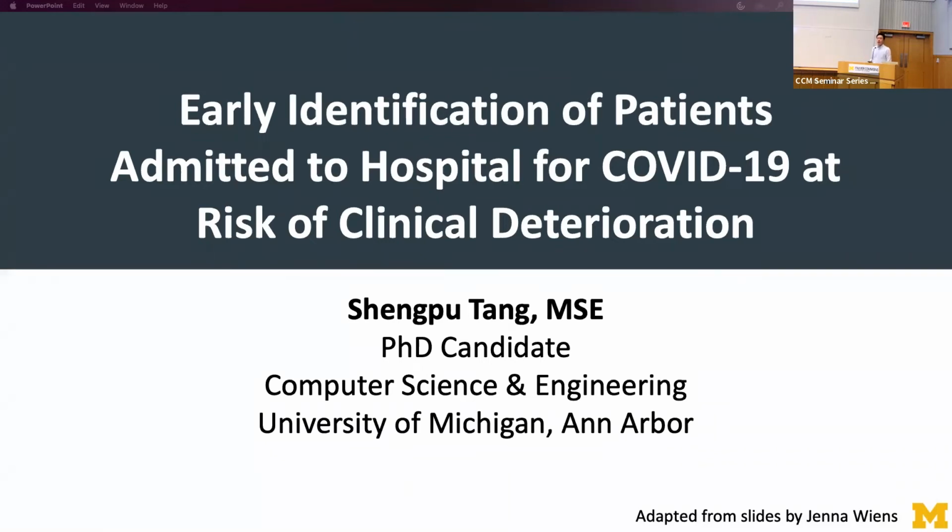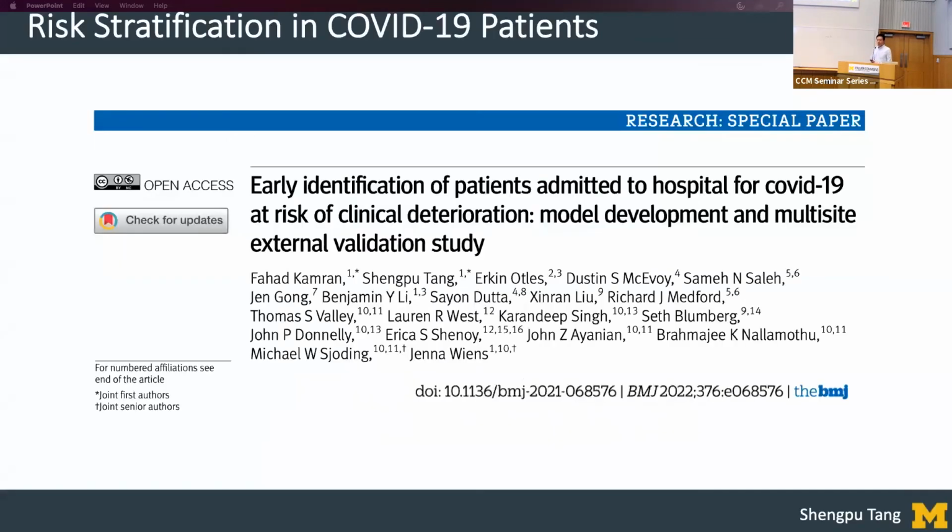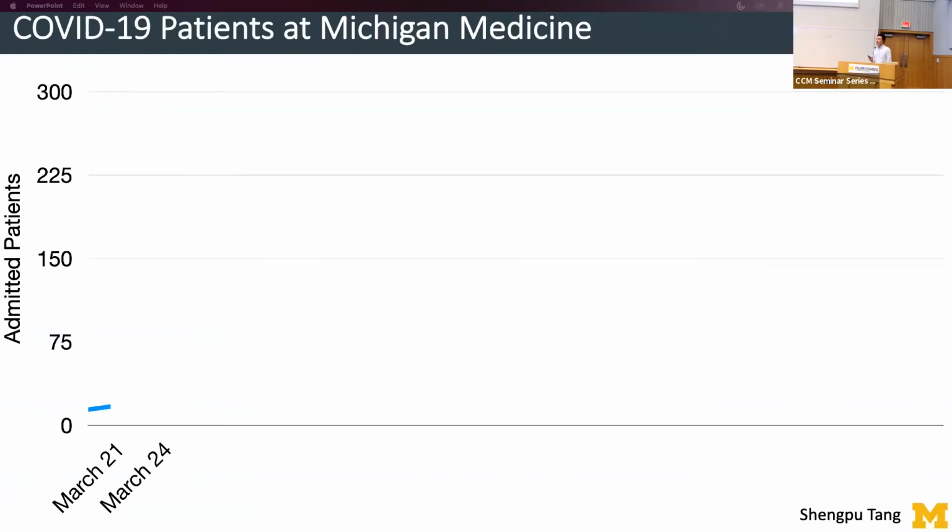Hi, everyone. My name is Shengpu, and I'm a PhD candidate in the Division of Computer Science and Engineering. Today I would like to introduce our work on early identification of patients admitted to hospital for COVID-19 at risk for clinical deterioration. This is based on our recent publication in the British Medical Journal just this past February. But before I tell you all the details, I want to start by telling you a story.